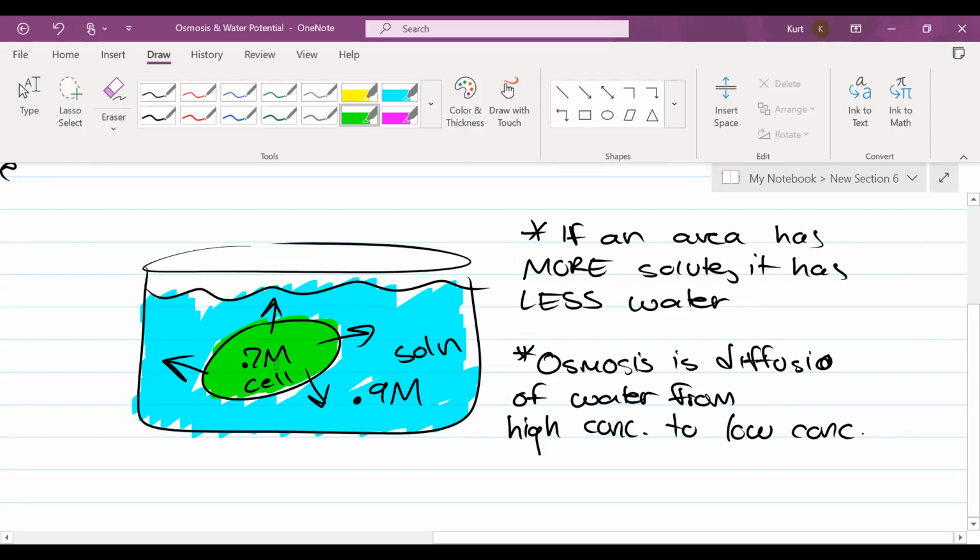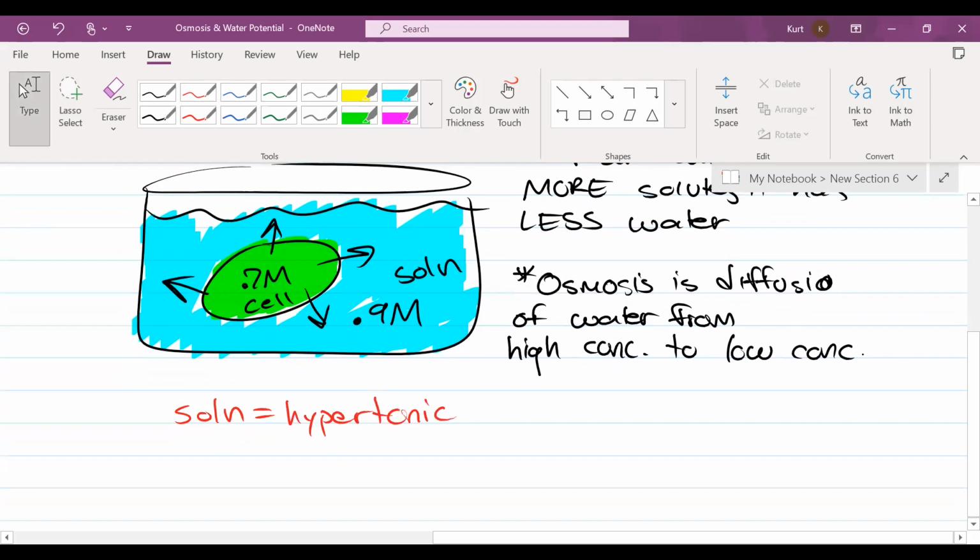Water is going to diffuse out into the solution. So what has more solutes? Question is, what has more solutes? The solution or the cell? You are correct. The solution has more. So what is the prefix in Latin that means more of? Hyper. So is the solution hypertonic, hypotonic, or isotonic? When you compare it to the cell, the solution is hypertonic. And by the way, SOLN is the abbreviation for solution when you see me do that.